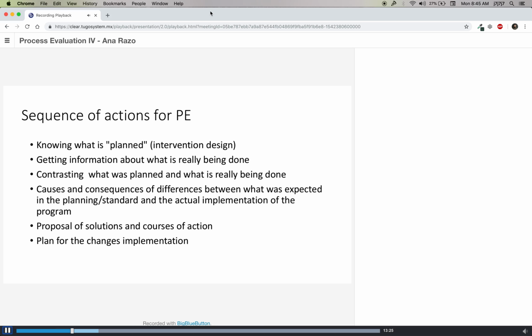And we also have to analyze the causes and consequences of the differences between what was expected in the planning or standard and the actual implementation of the program. So this difference has to be very clear, and we also need to talk about the effects that this could cause.